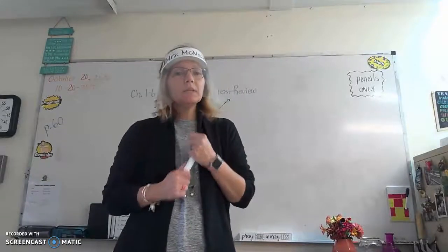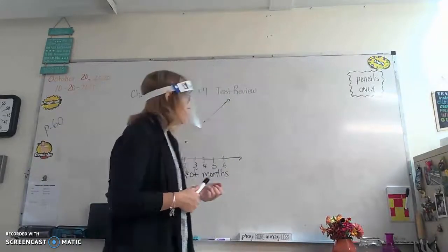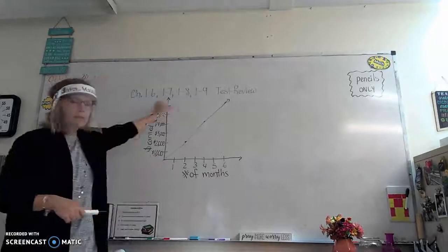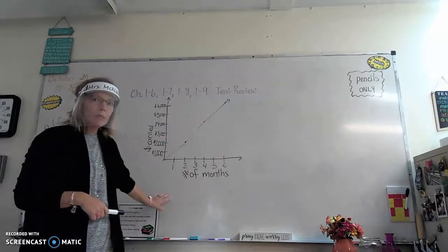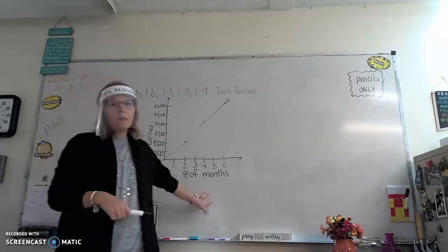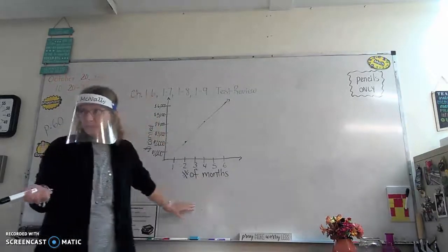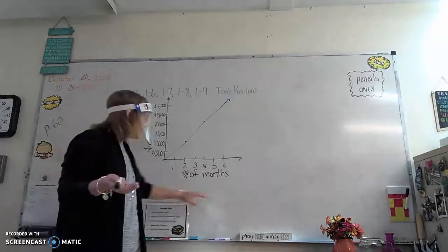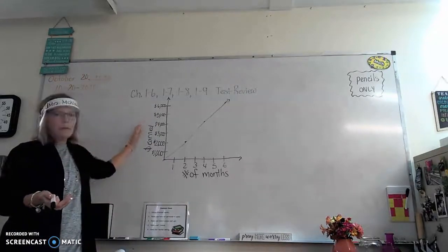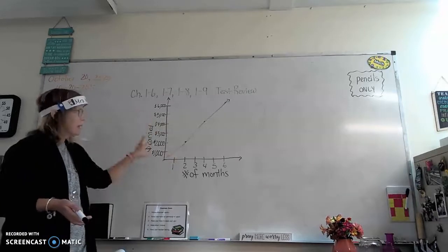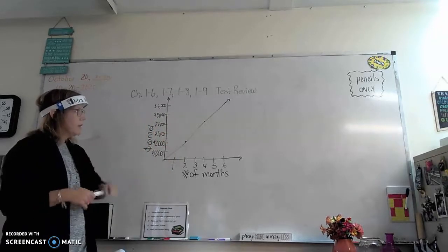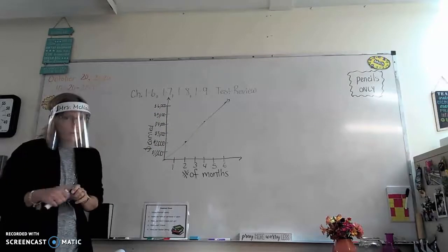Okay, welcome to part 2 of our test review for chapter 1. We have this table that's like a graph that we've drawn on the board, and it has information across the bottom, which is what? Number of months. And then up on the side, it's what? Money earned. So the test is going to show you a graph similar to this, and you're going to have to answer questions about it.